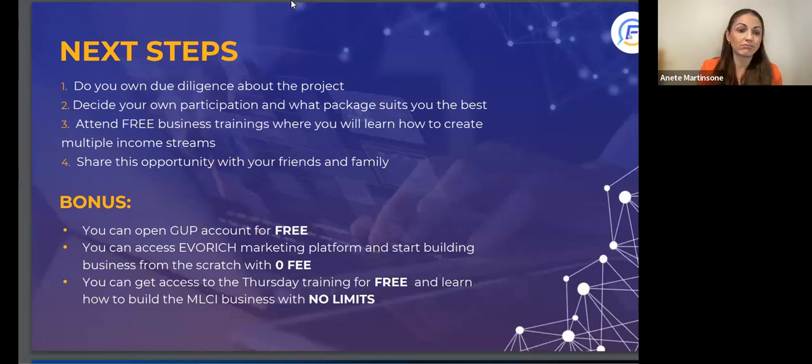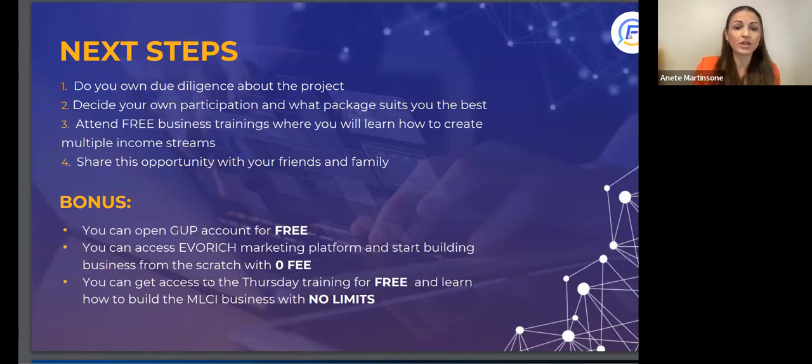Then let them attend a free business training where they will learn how to create multiple income streams. And then share the opportunity with your friends, families, relatives, people you don't know. But hey, you can't share the opportunity if they are not friends. Remember, Fraser Brooks says, turn the strangers into friends and friends into families. So communicate with people, start creating conversations, and then share the opportunity.